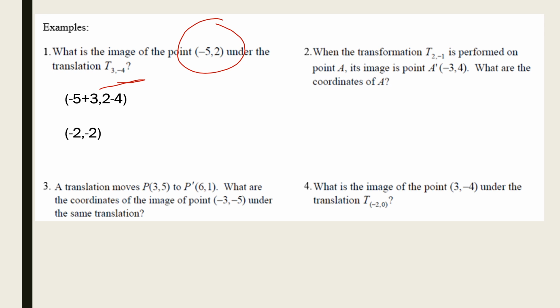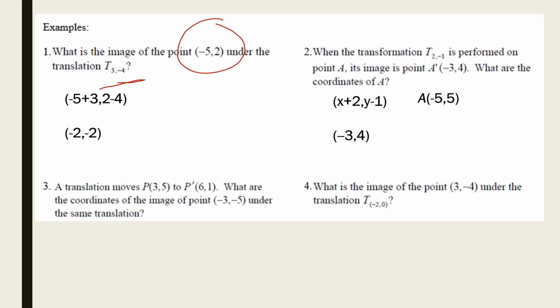Okay, number 2: when the transformation is performed, the image is A prime (-3, 4). So this is asking you to go backwards. This is similar to what we did in the first worksheet, where you were given B prime and you had to get B. Same thing. It's saying what plus 2 gave you -3, and what minus 1 gave you 4. You just work backwards through it to solve for (-5, 5).